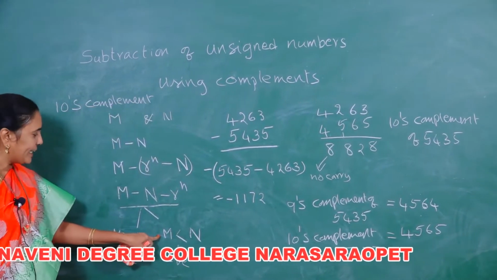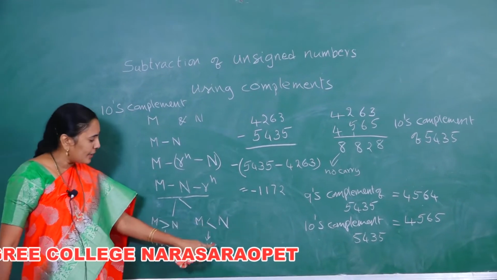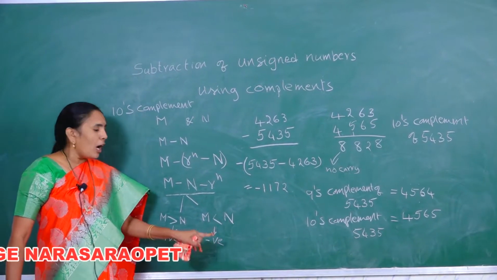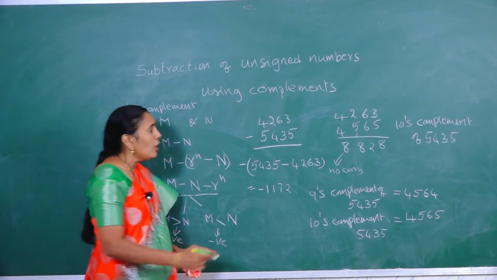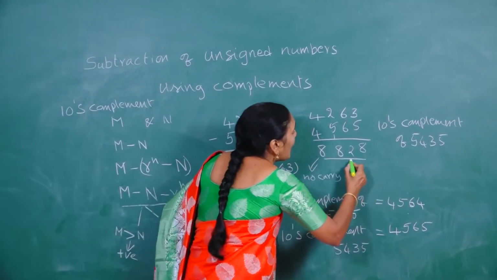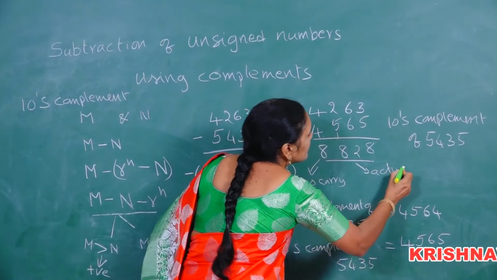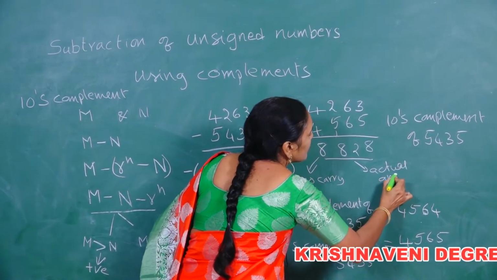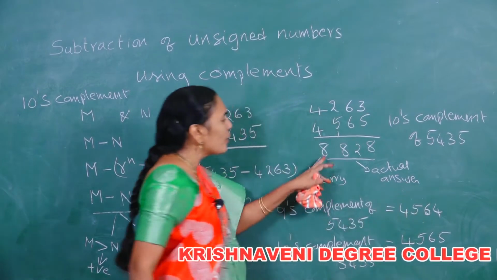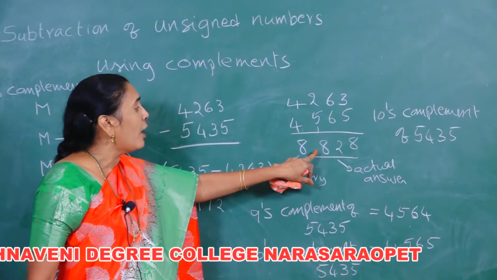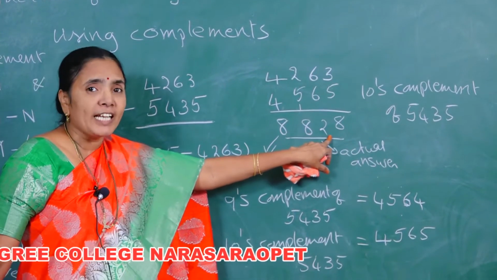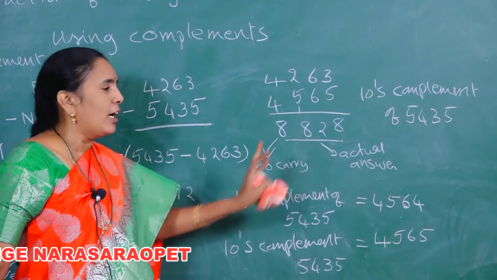So, I have said that when m is less than n, the answer is negative. Always the negative numbers are expressed in complement form. So, here this is not the actual answer. In order to get the actual answer, we have to get the 10's complement of 8828, which will be the required answer.